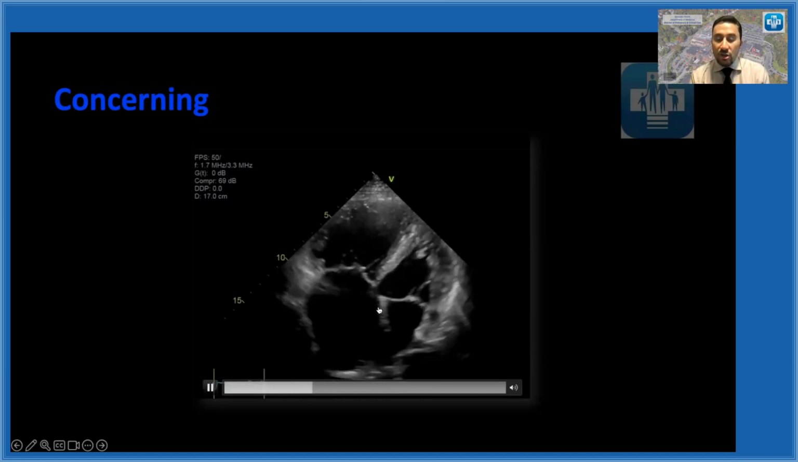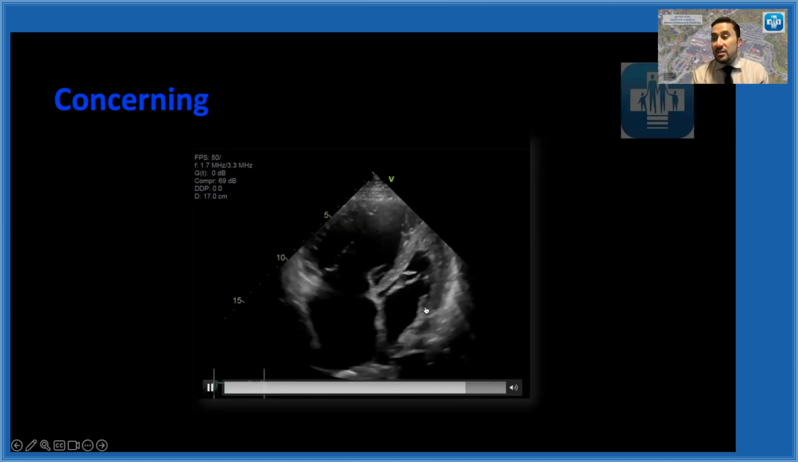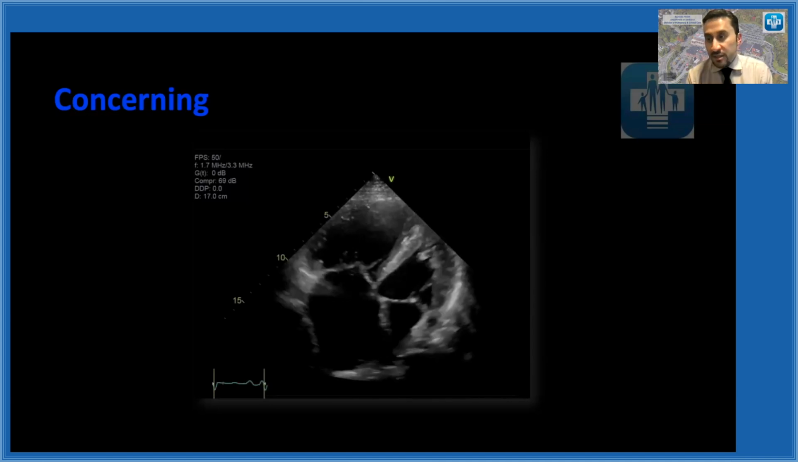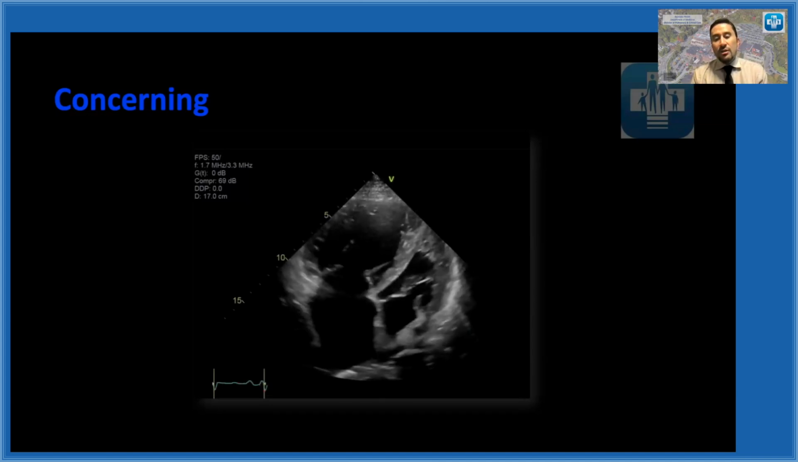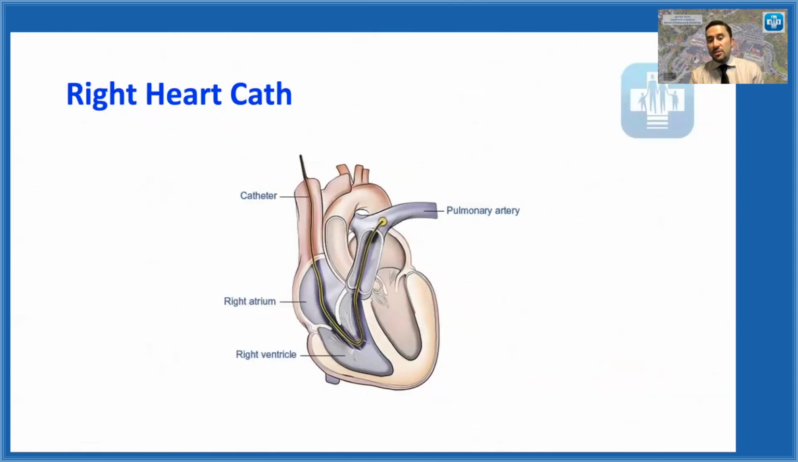Now, this is a concerning echocardiogram, and it's concerning because when we reach that stage, it's too late. And we sometimes are not able to help patients at that stage. And this is why I highly advise that we screen patients as soon as possible whenever there are associated illnesses to make sure we catch them early.